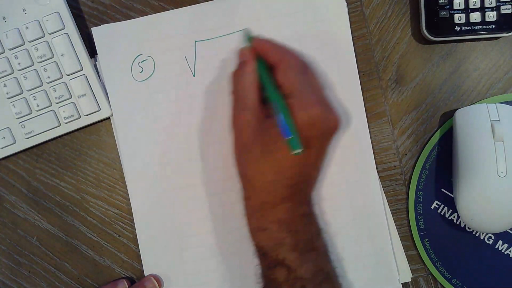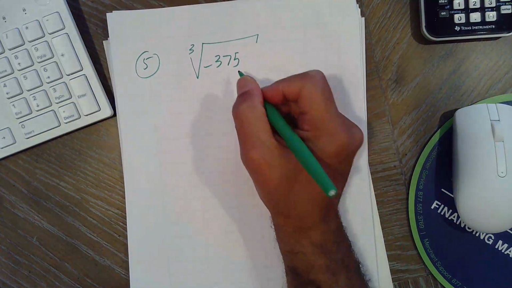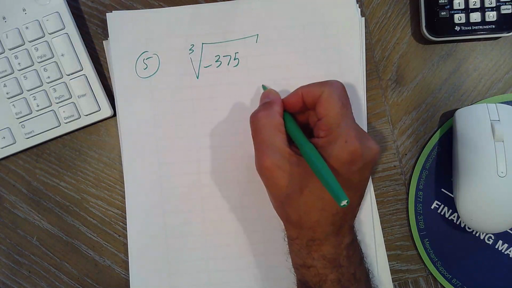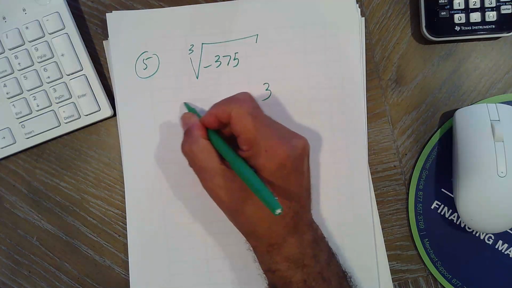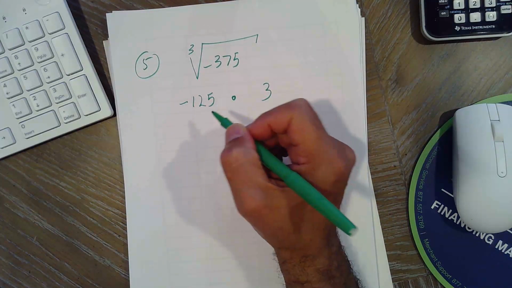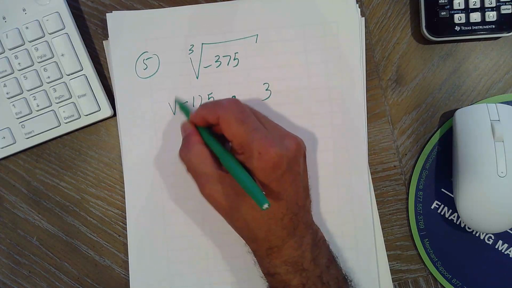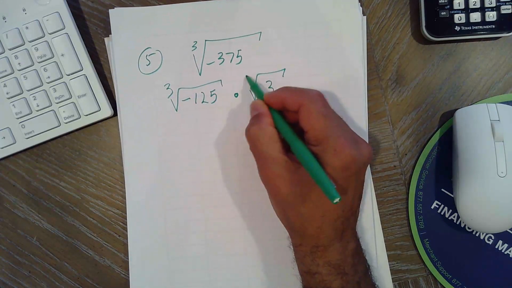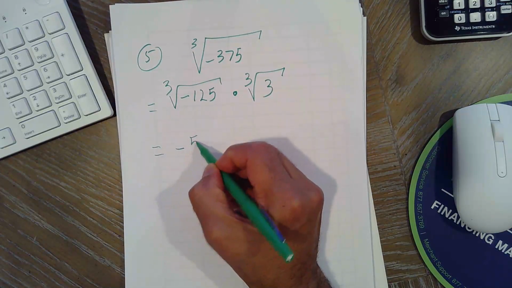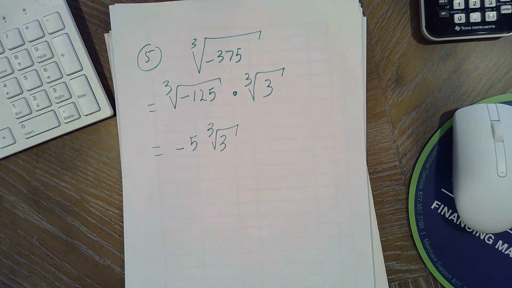Cube root of -375. Well, 2 doesn't divide it. 3 divides it. 3 times 125. The negative has to go with the perfect cube. I always put the negative next to the number that's a perfect cube. So we're going to cube root it separately using the product rule. Cube root of -125 is -5. And then cube root of 3 has to be brought down.